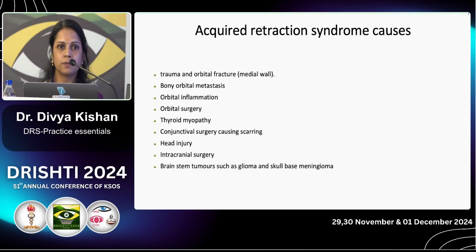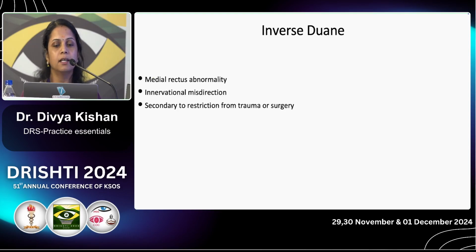Although we say that retraction of the globe is a characteristic finding in Duane's, there can be some conditions which can mimic Duane's that can present with acquired retraction syndrome, and that include trauma and orbital wall fracture. There could be bony orbital metastasis, orbital inflammation, orbital surgery, thyroid myopathy, conjunctival surgery causing scarring, head injury, intracranial injury, and brainstem tumors such as glioma and skull base meningioma. So they can fall in the category of inverse Duane.